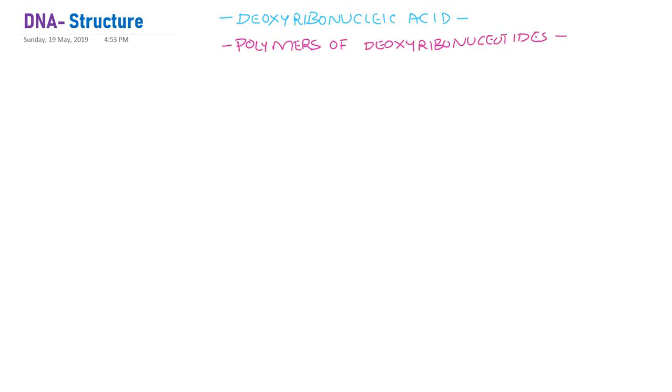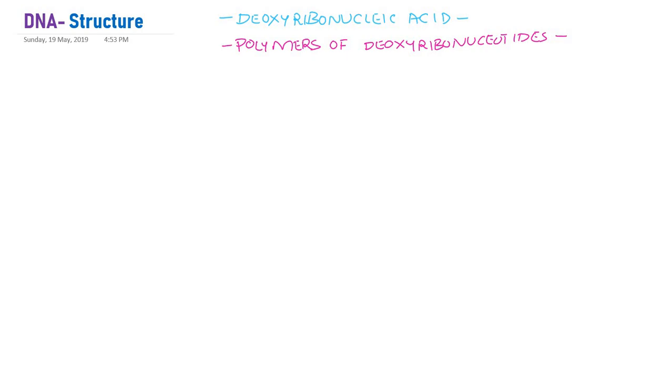Hello everyone, welcome back. Today we are going to learn about the structure of DNA. As the name suggests, DNA means deoxyribonucleic acid. When you say nucleic acids, they are polymers of nucleotides. So DNA is nothing but a polymer of deoxyribonucleotides. That means in any given DNA, there are many deoxyribonucleotides. And this DNA is present in the nucleus, especially in eukaryotes.